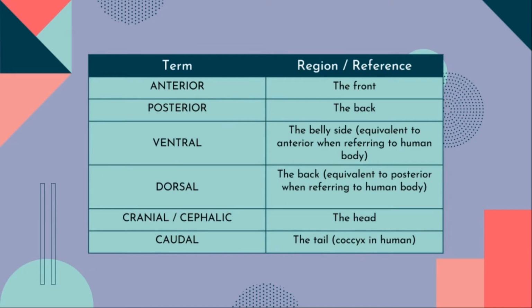For the first term, anterior refers to the front of the body while posterior refers to the back. Ventral describes the belly side, which is equivalent to anterior when referring to the human body, and dorsal describes the back, which is equivalent to posterior when referring to the human body. And cranial refers to the head while caudal refers to the tail or coccyx in humans.